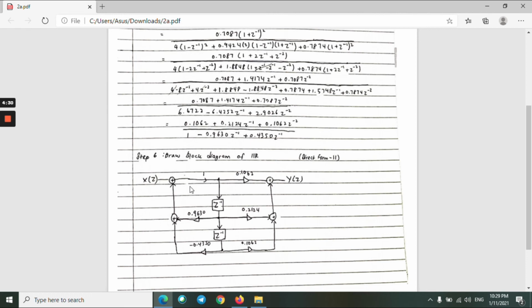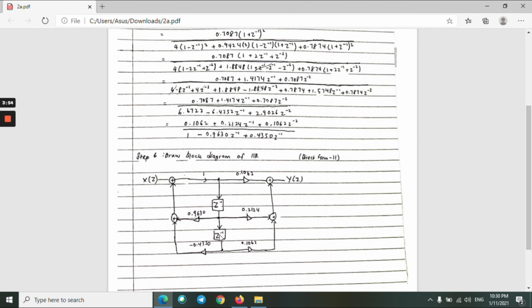The left hand side we took from the poles, the denominator, and the right hand side we took from the numerator. For the first line, 1 for the poles and 0.1062 for the zeros. And we go to the second line, here we have the delay, and for the poles we have 0.9630. Positive because poles is negative and this one already got negative, so it becomes positive. And for this one it is 0.2124.